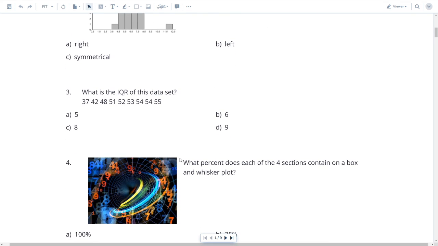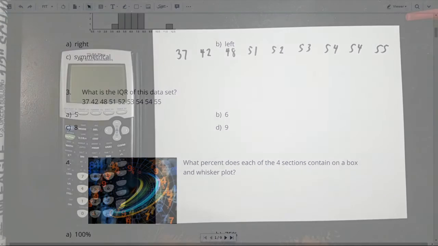Number 3, what is the IQR of the data set? Now, just for the sake of argument, I'm going to be writing this down on my piece of paper. I'll switch over the camera in a moment. Obviously, I could probably just do this in my head or throw this into a calculator and have it do it for me. But indulge me for a moment, and let's just see what we're going to get here.